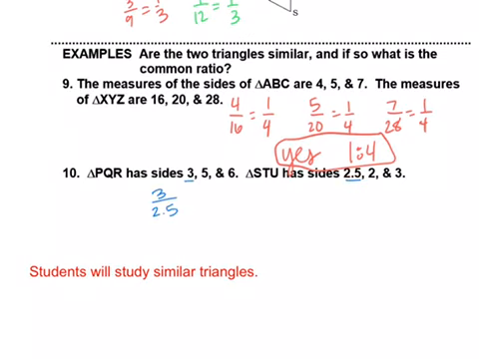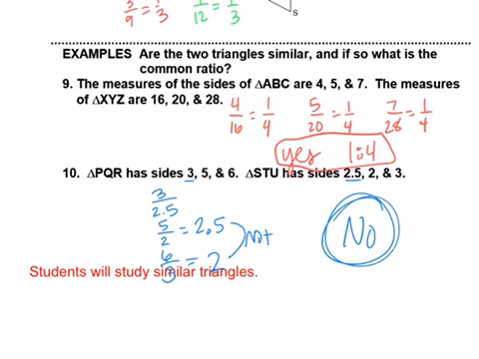Okay, so 3 over 2.5, that's kind of ugly. 5 over 2 and 6 over 3. So 6 over 3 is 2. I know for a matter of fact that 5 to 2 is 2.5. So these are not congruent. So I'm sorry, similar. So no, these are not similar without me even having to do all of the work.